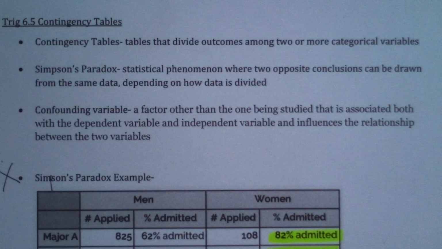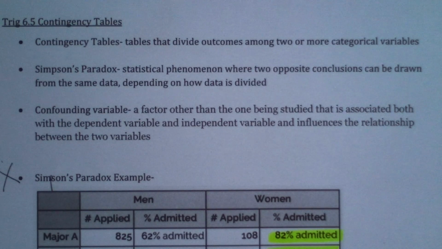They're basically just tables that take multiple categories and split things up by category. So like male, female, blue eyes, brown eyes, that kind of thing. Just splitting things up by categories. So that's the main thing we're going to look at.